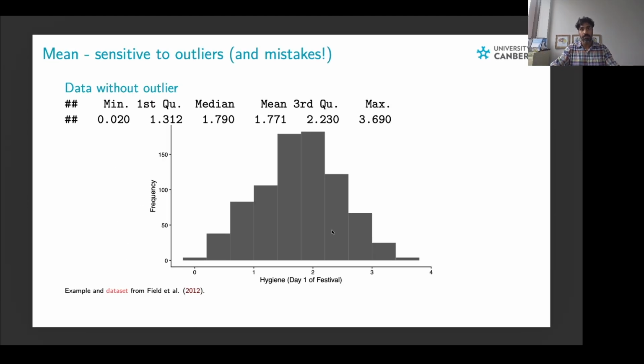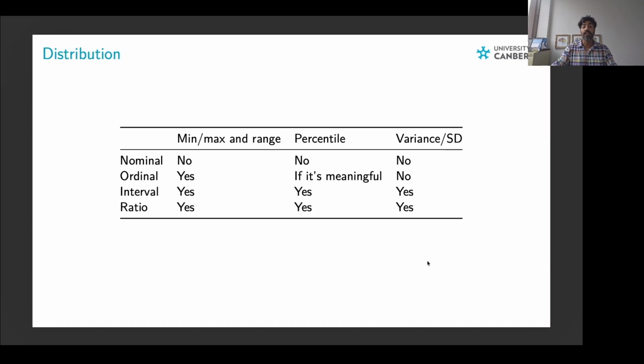What I mean by distribution is that here you can see what the spread of the data is. It goes from 0 up until 4. And here's a nice table that shows you when to use the minimum, maximum, range, percentile, variance, and standard deviation. Again, I think if you really understand what nominal, ordinal, interval, and ratio are, this will all come into place.